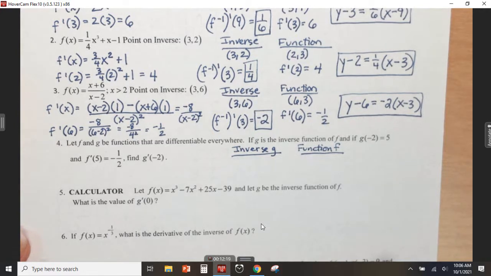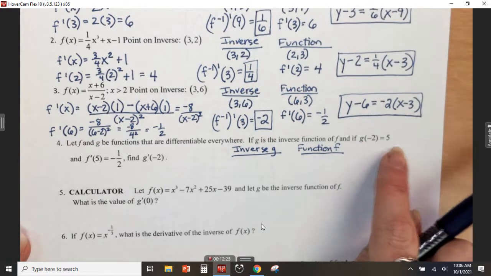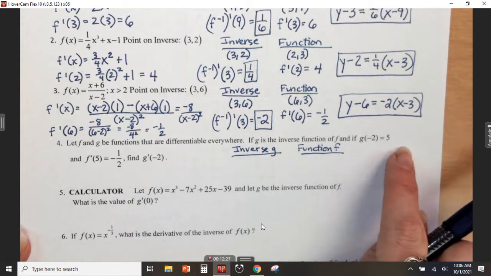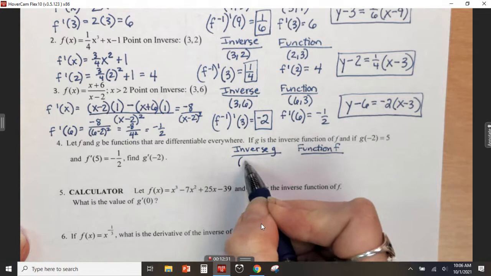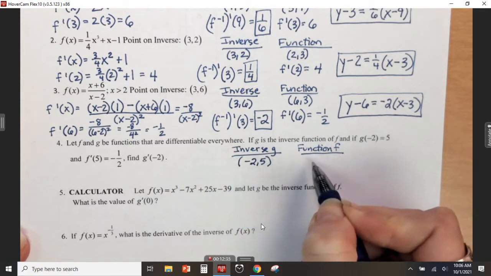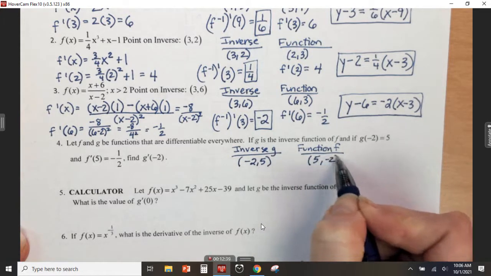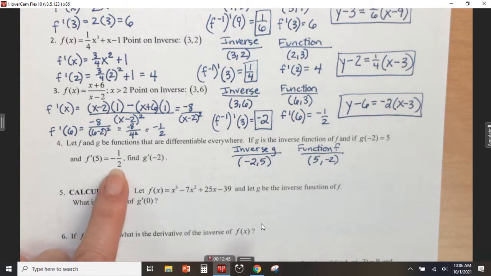And if g of negative 2 equals 5, what is this telling me? G of negative 2 equals 5. The point on the inverse, that's right. So the coordinates would be negative 2, 5. So what is the corresponding point on the original function? 5, negative 2. Good. Now it tells us f prime of 5 is equal to negative 1/2.